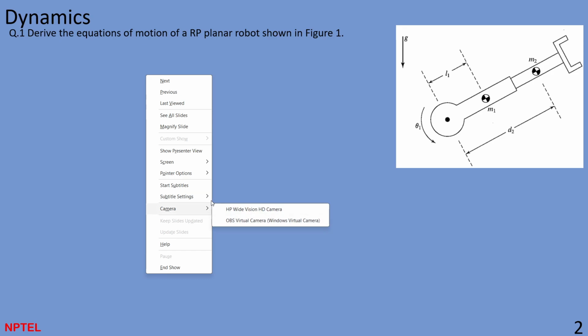Let's start the problem. Here you see an RP manipulator, which is a revolute plus prismatic planar robot. It's a 2 degree of freedom manipulator, and you need to find the equations of motion, I mean, the dynamic equations. What do you mean by dynamic equations? Basically, torque equations or force equations.